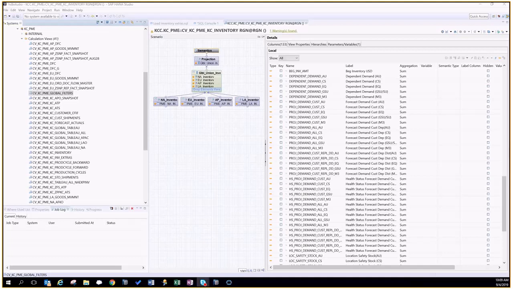Okay. Any other questions on the open items right now?